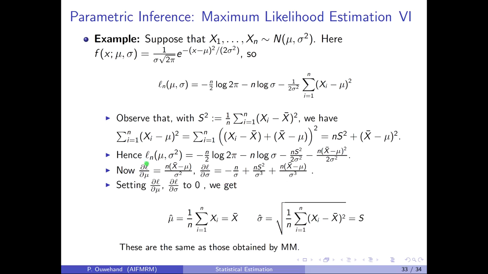From the first equation, setting this equal to 0, it's immediately obvious that mu must be equal to x bar. So the maximum likelihood estimate of mu is x bar. Now that we know that, we can substitute that into here so that this term disappears and set this term equal to 0, which gives us the maximum likelihood estimate of sigma, which is S. And here S squared almost looks like the sample variance, except for the term 1 over n instead of 1 over n minus 1. In other words, this is a biased estimate of the sample variance, and the estimates are exactly the same as those obtained in the method of moments.